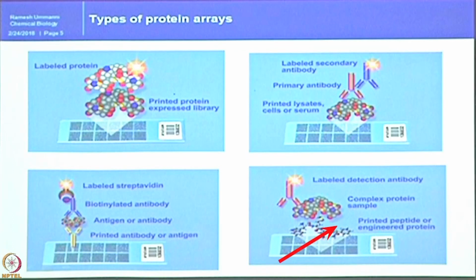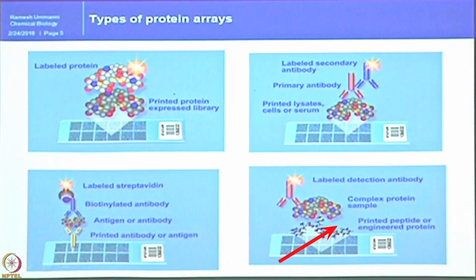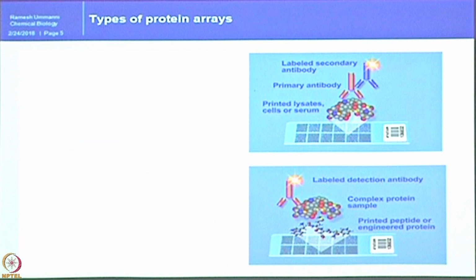Here you can make peptides, small peptides or engineered proteins, like Sanjeeva explained this morning. You can spot them here, and you can also take a complex mixture of proteins that is already pre-labeled and add that mixture onto the slide. Those proteins which have affinity towards these peptides or engineered proteins will bind. So more or less these two cartoons explain a similar approach, but there is a little difference. Here you see the printed full-length protein is spotted, while here only the peptide is spotted.